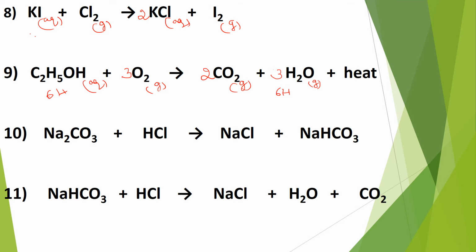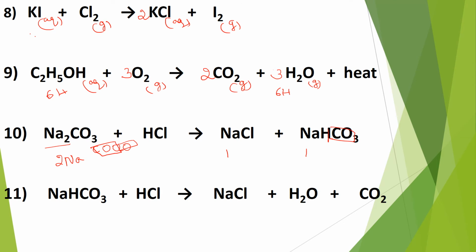Now the next one is sodium carbonate combines with hydrochloric acid to form sodium chloride and sodium hydrogen carbonate. So let us balance this. Na2 on the reactant side means there are 2 sodium atoms, and on the product side also 1 plus 1, so 2 sodium is balanced. What about the carbonate ion? Carbonate is CO3, and on the product side also CO3.